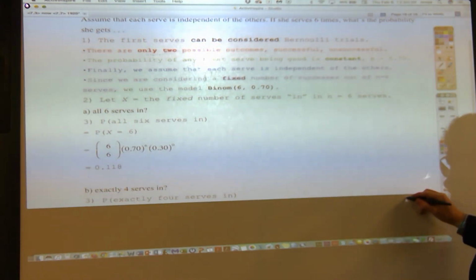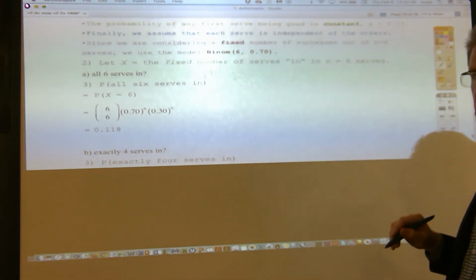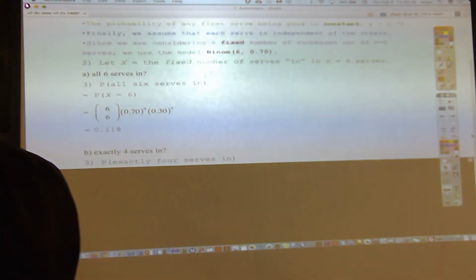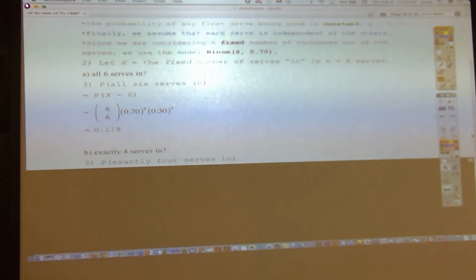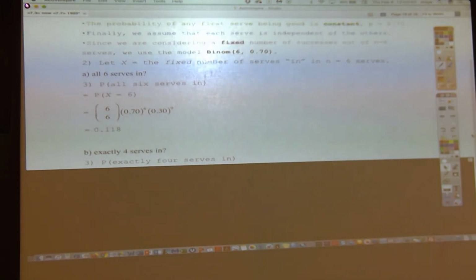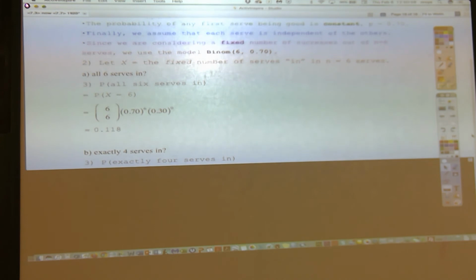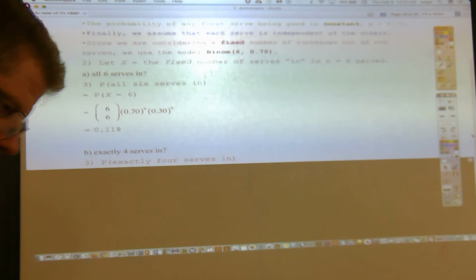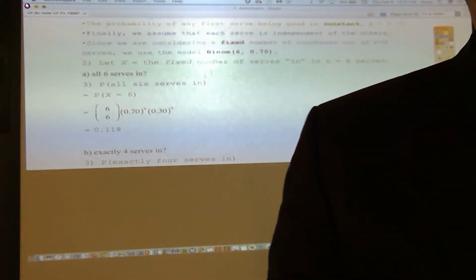How about exactly 4? Is that one done for you also? Do you have some parts to do in that one? Okay, go ahead and finish up exactly 4 serves. Oh, you just have to do the term. Now make sure you put that 6 choose 4, and also type it in your calculator. So 6 and 0. Okay, so we're finishing this one.